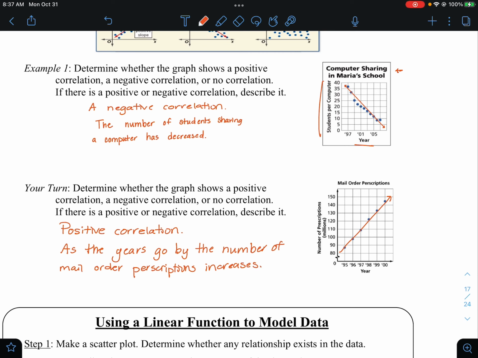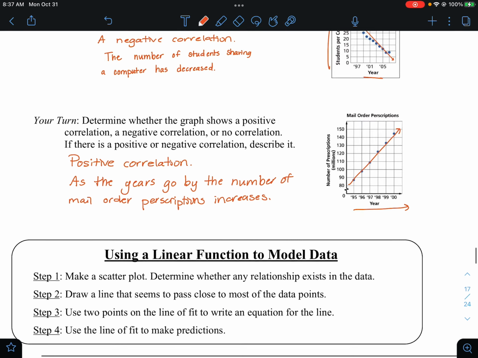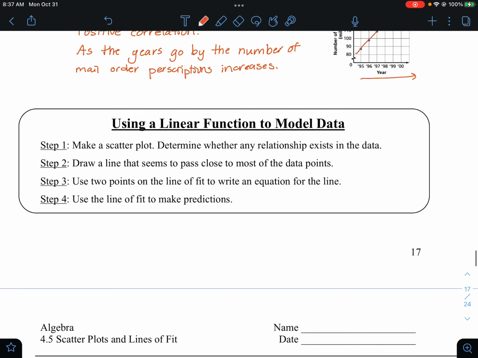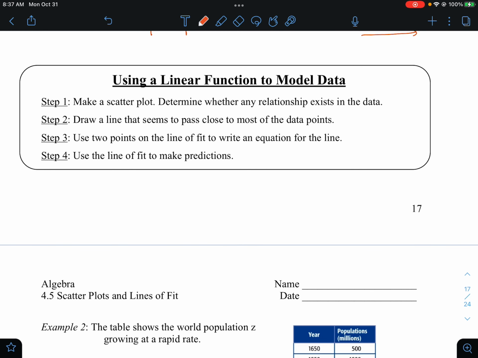All right, so you can see I just said that there's a positive correlation. And as the years go by, the number of mail order prescriptions is also increasing. Okay. All right, so now I've drawn the lines in our graphs, but now we are going to figure out how can I write the equations of those lines. Okay, so here are the steps.